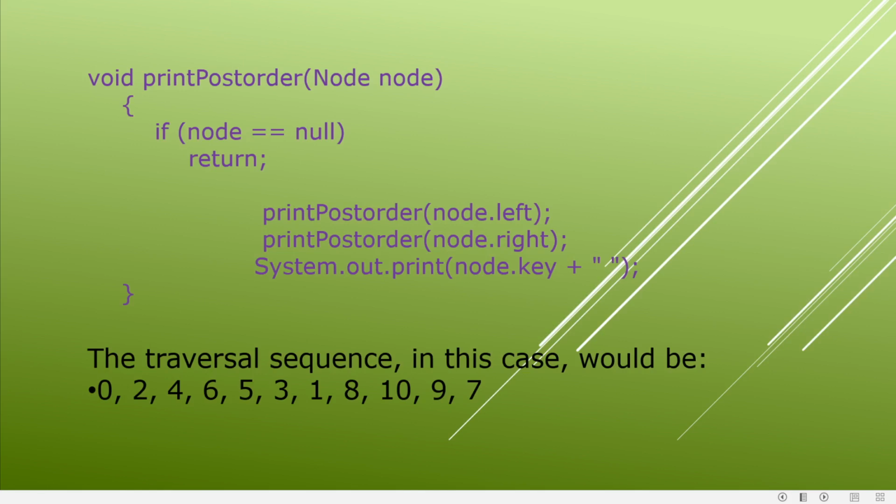Coding part for this postorder. First we have to traverse the left subtree and its children subtrees. Then it prints the right subtree. Finally it will print the root node. For this traversal sequence, in this case, is the figure for a postorder traversal.